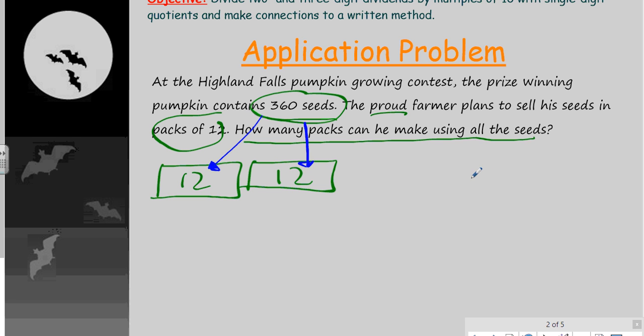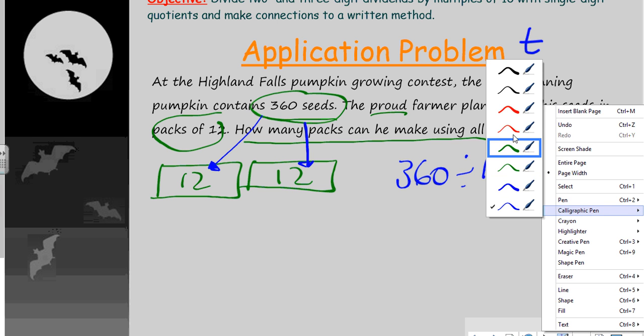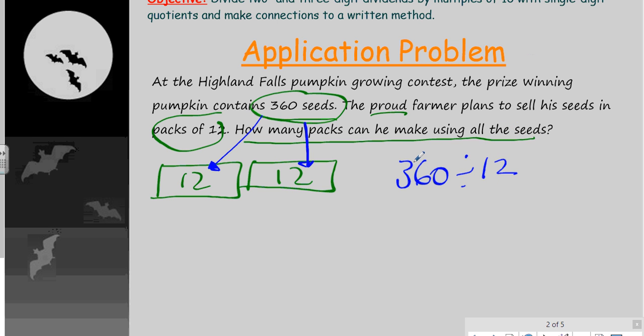Now, it just keeps going. So what am I actually doing? I'm making groups of 12. Groups of 12 lets me know, hello, you're dividing. Okay, I'm dividing. So let's go ahead and take a look at the dividing part then. If we're going to do 360 divided by 12, that's pretty important to see how this is written out into an expression.